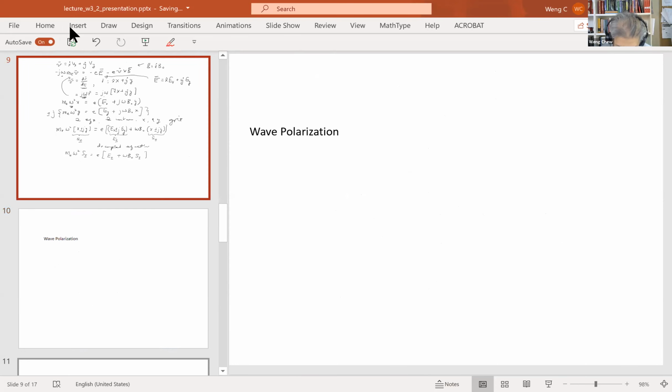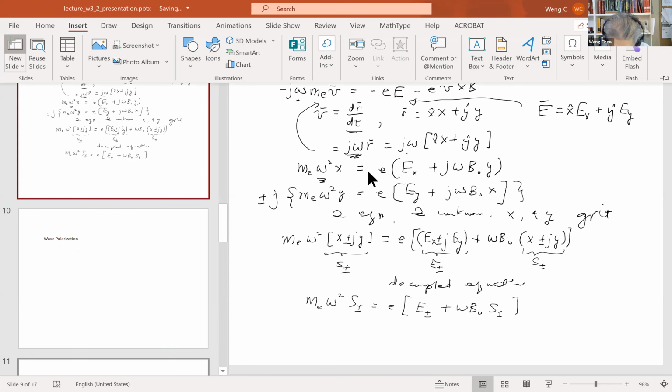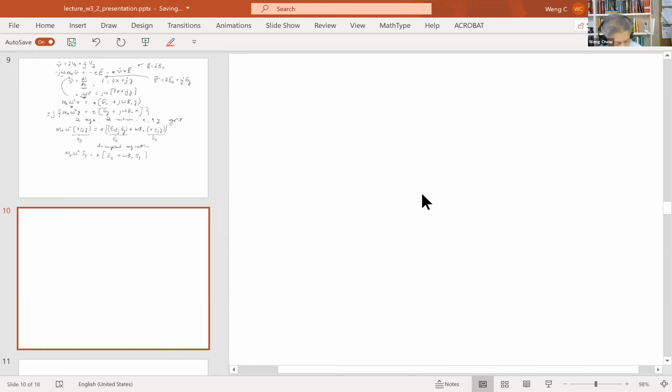Okay, let me insert a new slide here. Okay, you can solve them and then you can show that S plus or minus equal to E, M omega squared minus or plus E B naught omega, E plus or minus. Let me see if you can see this, okay?